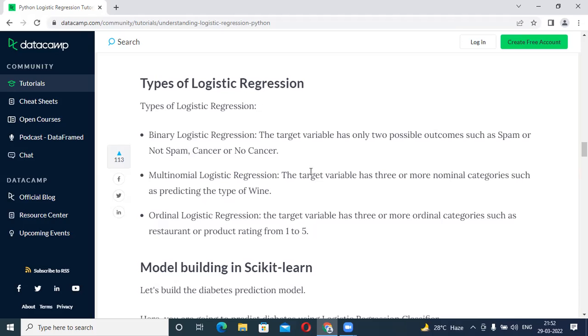So far we are dealing with one predictor variable and one target variable. Now in a multinomial logistic regression, there may be more than one target variable. Ordinal logistic regression: the target variable has three or more ordinal categories, such as restaurant or product rating from 1 to 5.